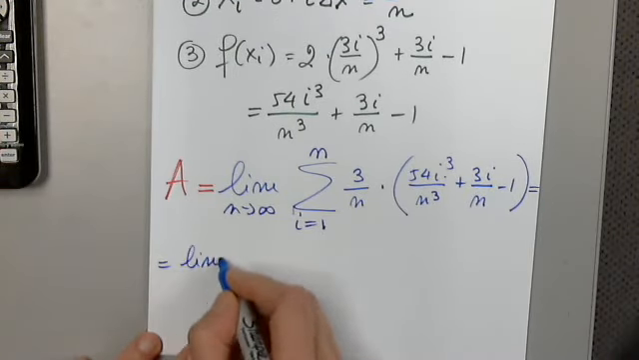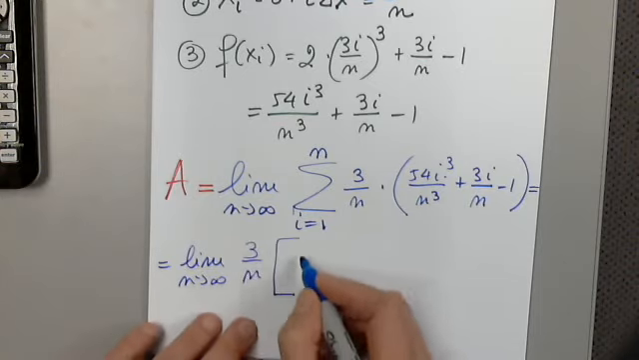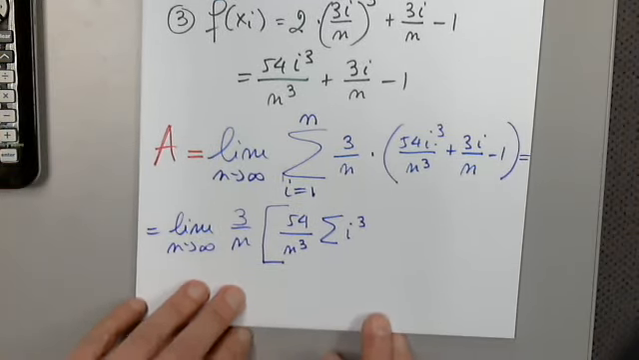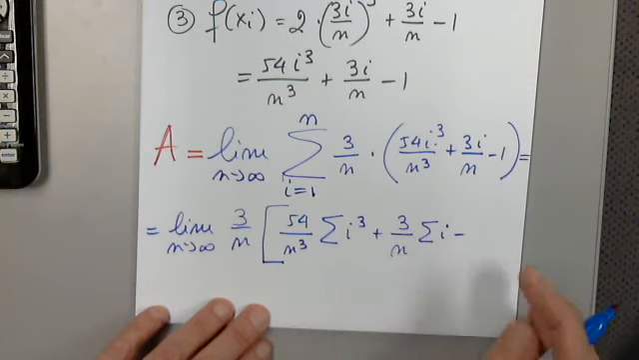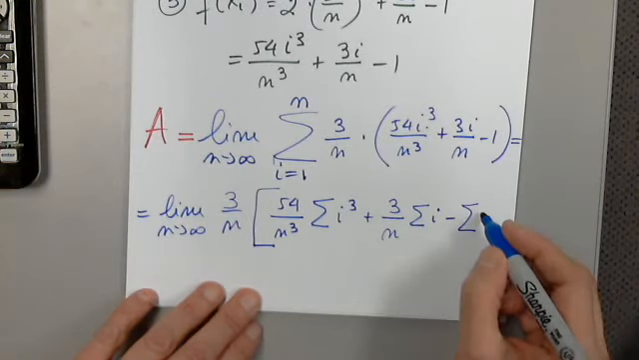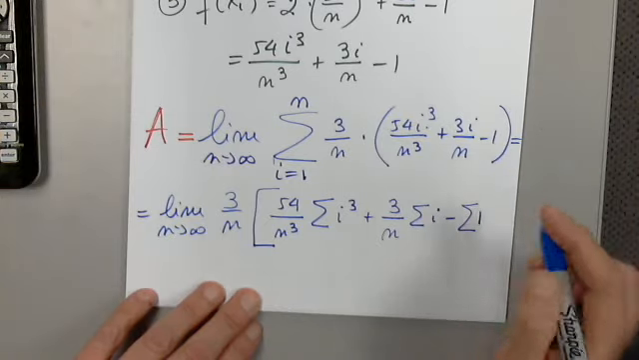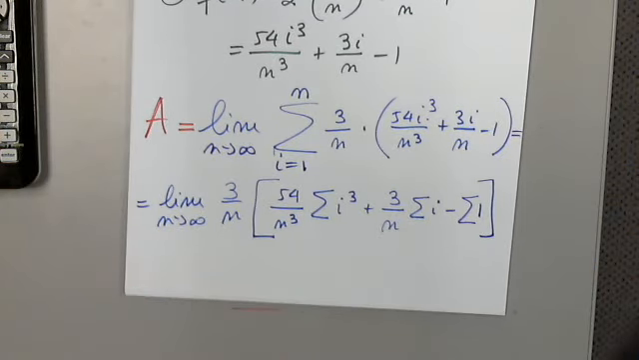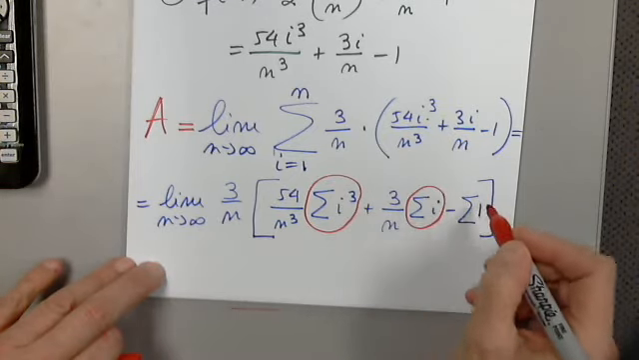Okay. So limit, n approaches infinity. 3 over n outside. Bracket. 54 over n cubed, the sum of I cubed. Plus 3 over n, the sum of I. Minus the sum of, yes, it will be n, but right now I will write it as a sum of 1. In the next step, I have to replace this and this and this.